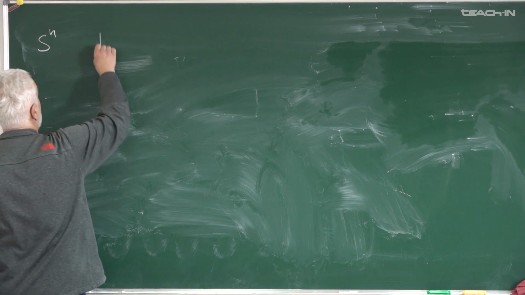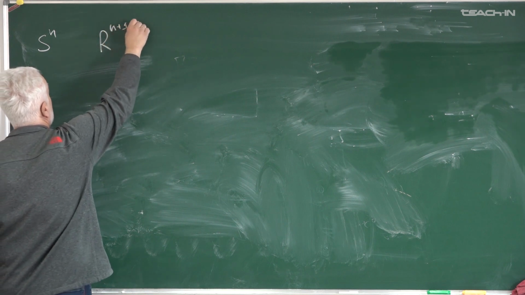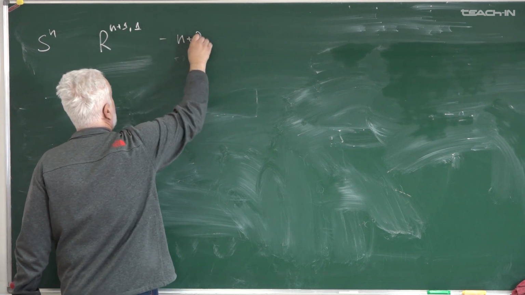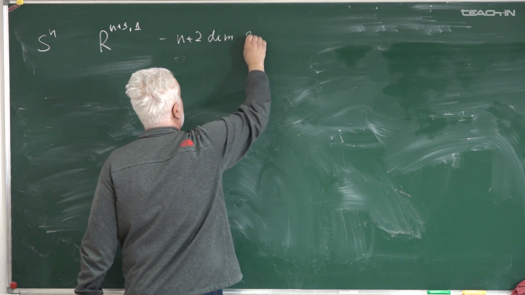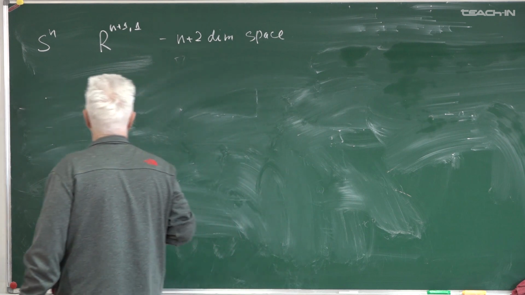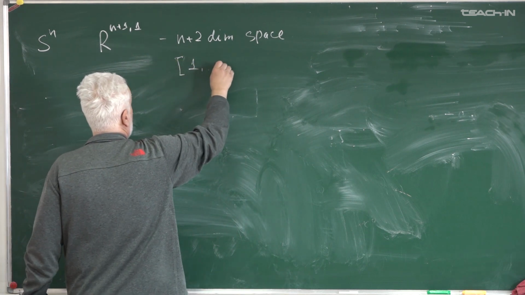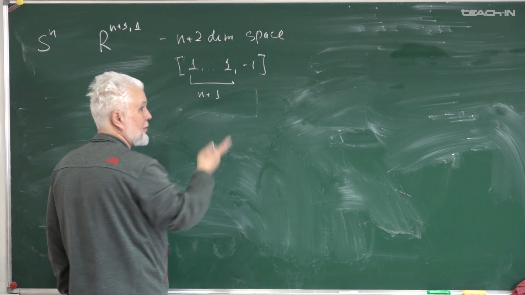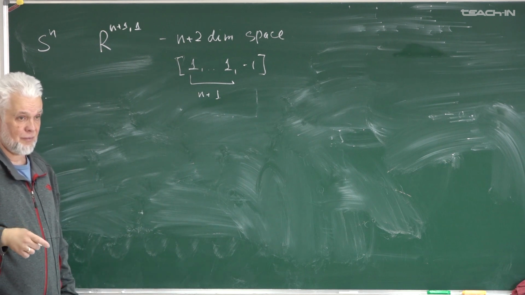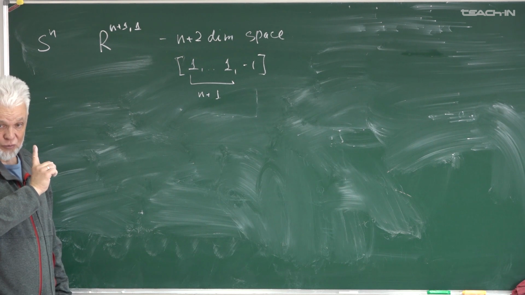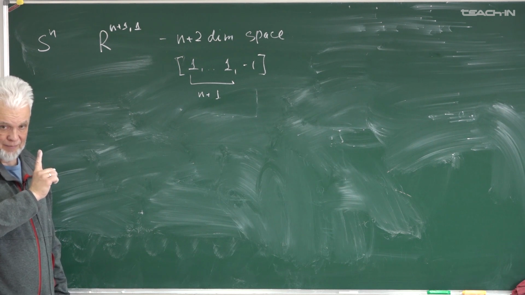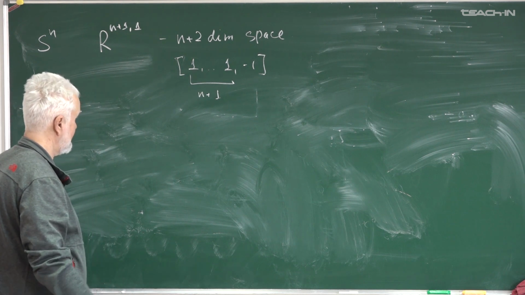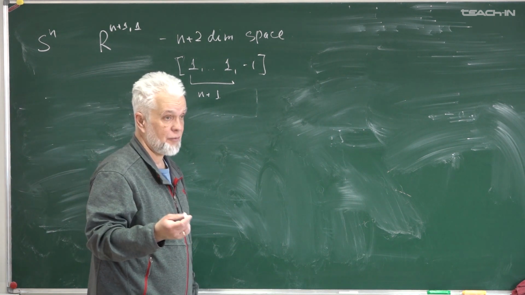You consider the space R^(n+1,1). It's an n plus 2 dimensional space with a scalar product of signature 1, 1, ..., 1, minus 1: n plus 1 positive squares and 1 negative square. Pseudo-Euclidean space. The space is n plus 2 dimensional, I stress, n plus 2. Then, consider the light cone in this space.